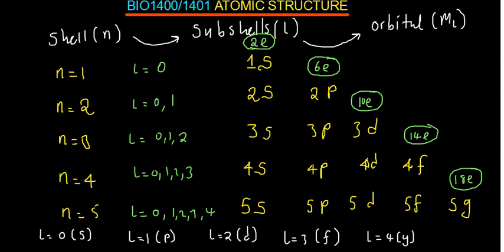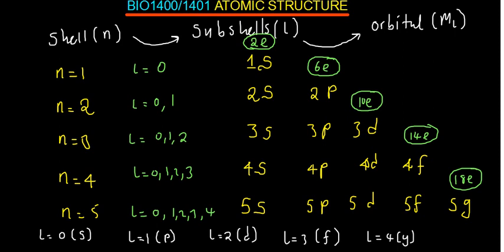A subshell is a number from 0 to n minus 1. So if your n is 1, your subshell is going to be 0 only, because 1 minus 1 is 0, so you only have 0. When n is 2, your subshell, which is l, goes up to 2 minus 1, that is 1. So you get all numbers from 0 to 1, and that is just 0 and 1. Alright, I get it. Thank you.